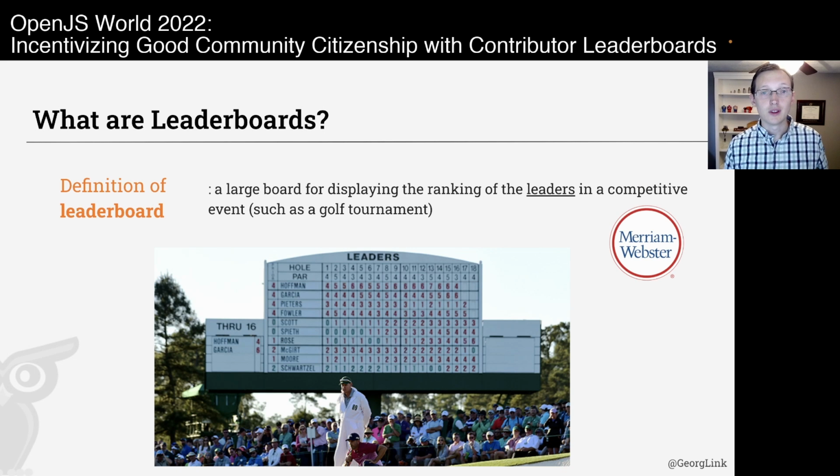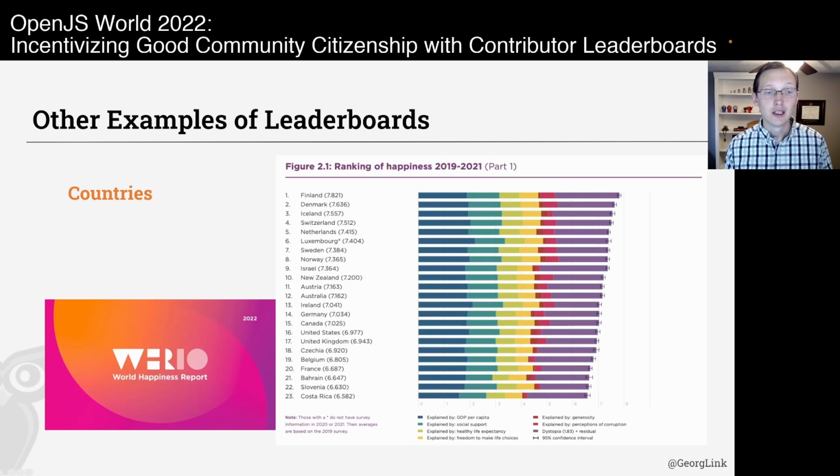We have leaderboards in many places. What are leaderboards? The definition by Merriam-Webster is a large board for displaying the ranking of the leaders in a competitive event, such as a golf tournament. We've seen leaderboards be used in other contexts as well. For example, we see the World Happiness Report ranking the countries based on their happiness level.